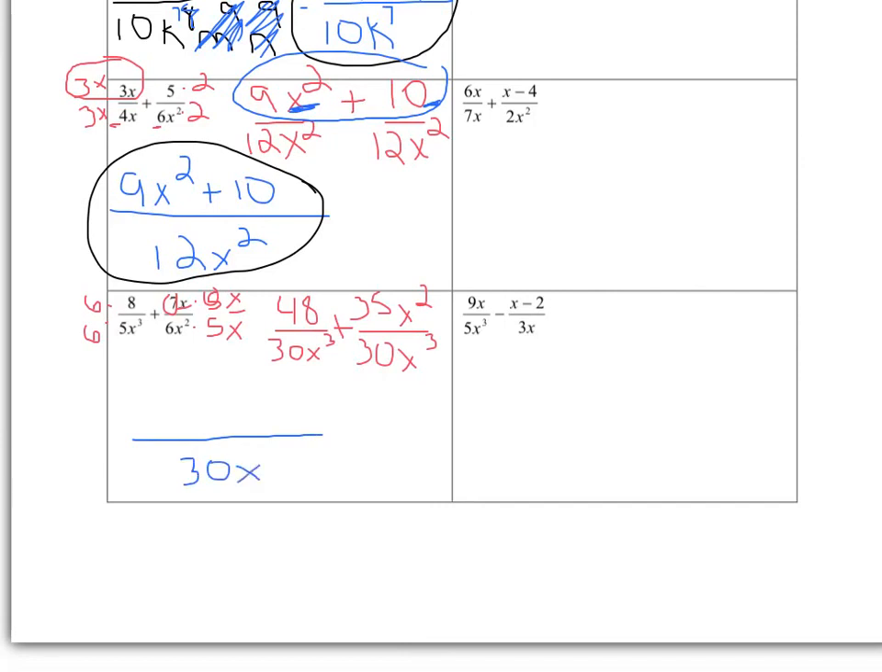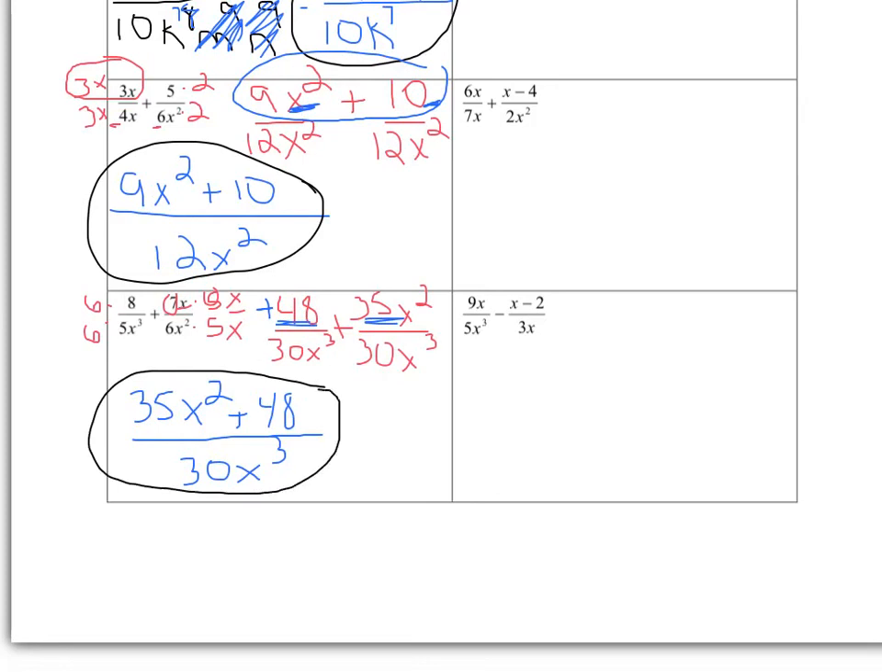So 30x cubed is our common denominator, and then on top, again, the 48 does not have x at all, and the 35 has x squared, so we can't really put them together. And what I would say is normally I'd write the x squared in the beginning. So I have 35x squared, and it was positive, so it stays positive. And then the 48 is really positive, we just don't write it, so that becomes plus 48. And there's our final answer.